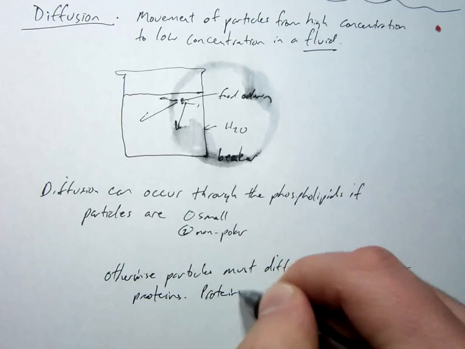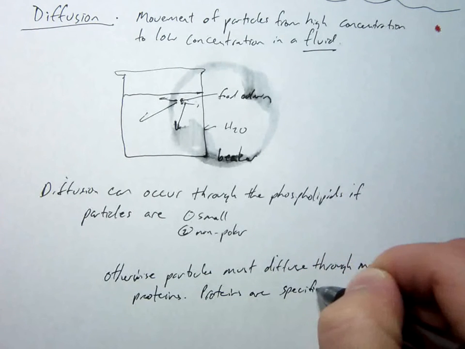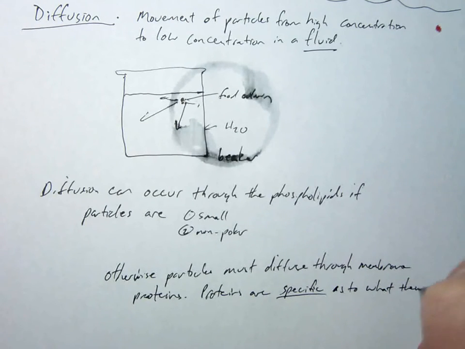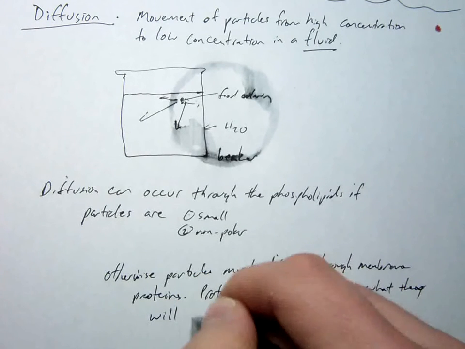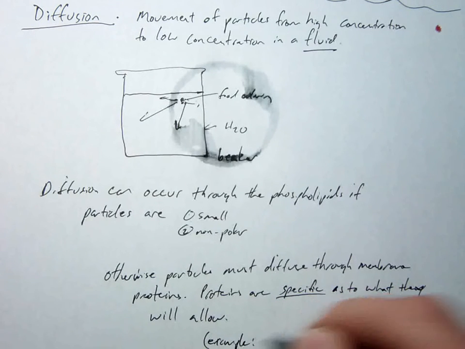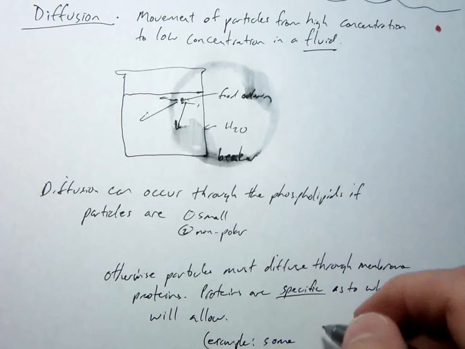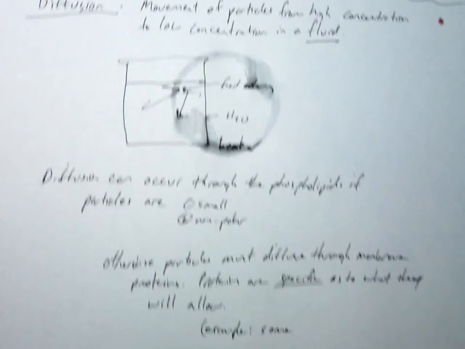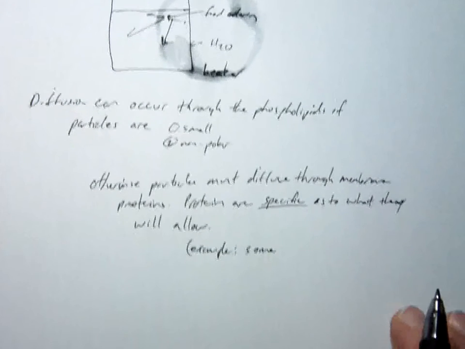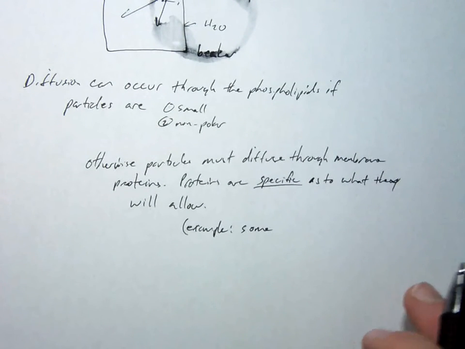Okay. Otherwise, particles must diffuse through membrane proteins. Proteins are specific as to what they will allow. Example.